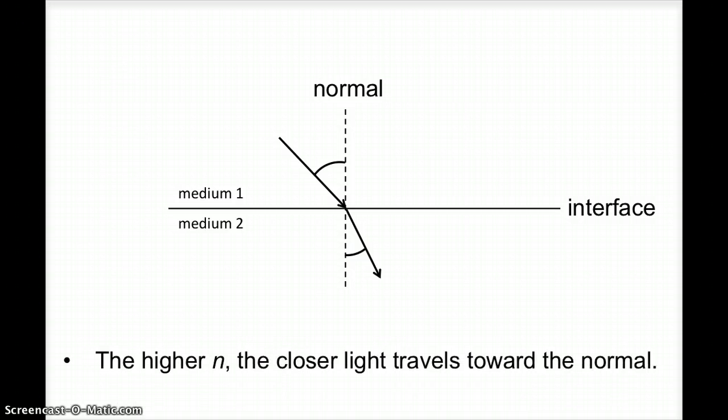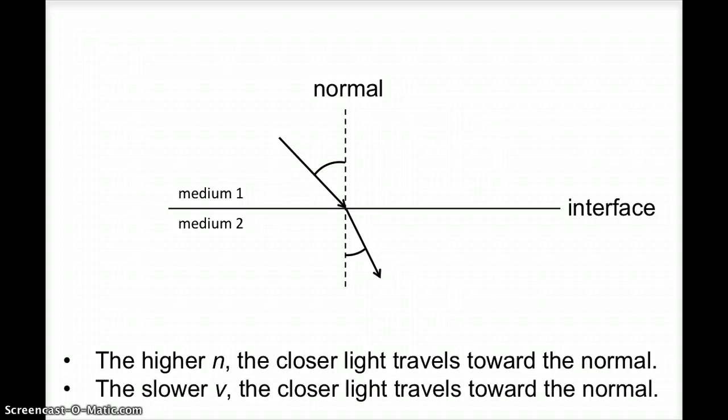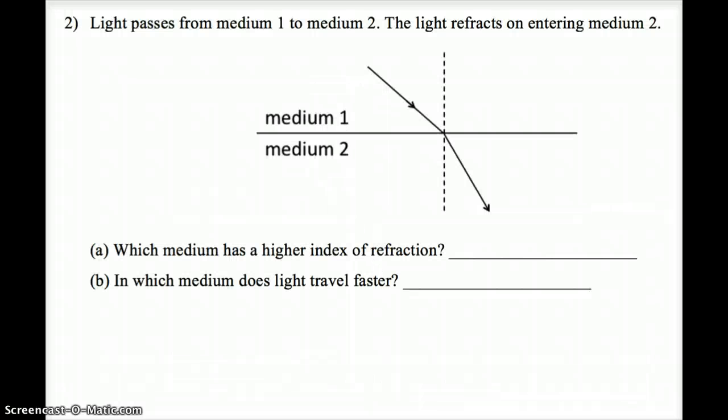Two rules help us solve problems. The higher the value of n, the closer light travels to the normal. The slower the speed, the closer light travels toward the normal. Let's use that to solve some problems. Here's a question where light passes from a first medium to a second. It refracts. The picture shows us the nature of the refraction. Which medium has a higher index of refraction?